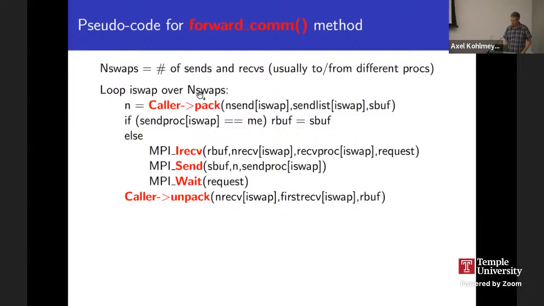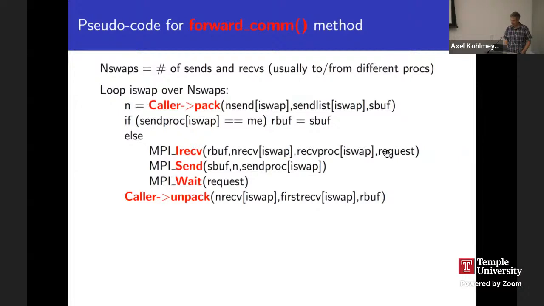So I loop over the swaps, I make a call back to the caller and say, this is the number of sends I need to do, the number of things I need to send in this swap, and I send the list of atoms that I need back in that message. It puts them into SBUF. And now if the processor is me, maybe because I'm passing across a periodic boundary to myself as a ghost atom, I don't need to actually do the MPI calls, so I just set R buffer, receive buffer, send buffer. But otherwise, I post a receive for a message into my R buffer.